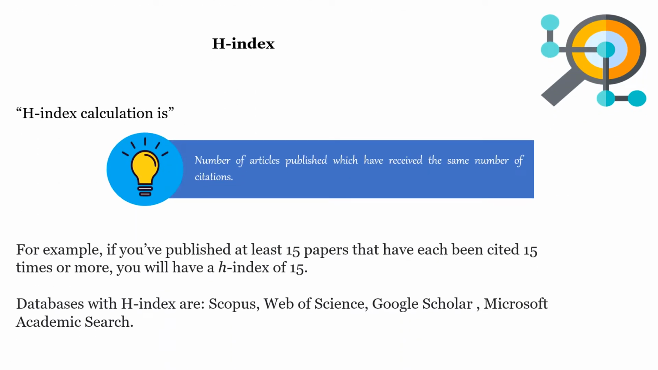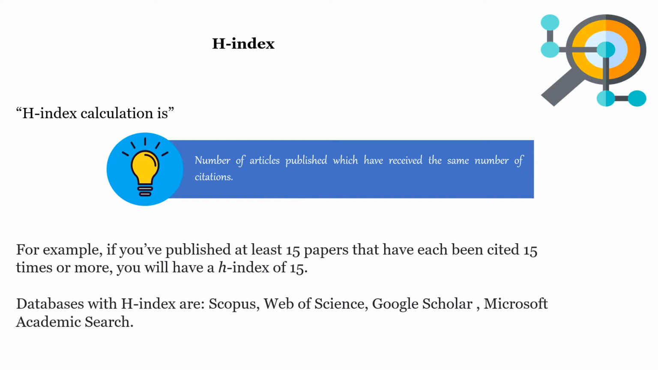Now, what's the H index and how is it calculated? The H index calculation is based on the number of articles published which have received at least the same number of citations. For example, if you have published at least 15 papers that have each been cited 15 times or more, you will have an H index of 15.